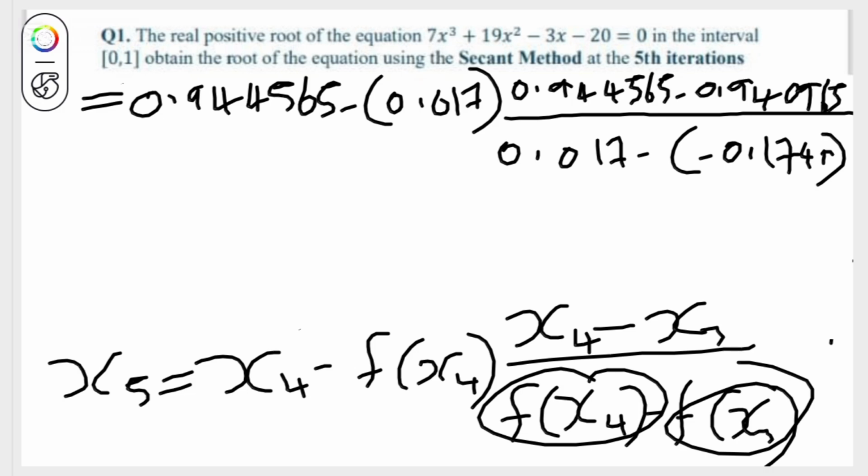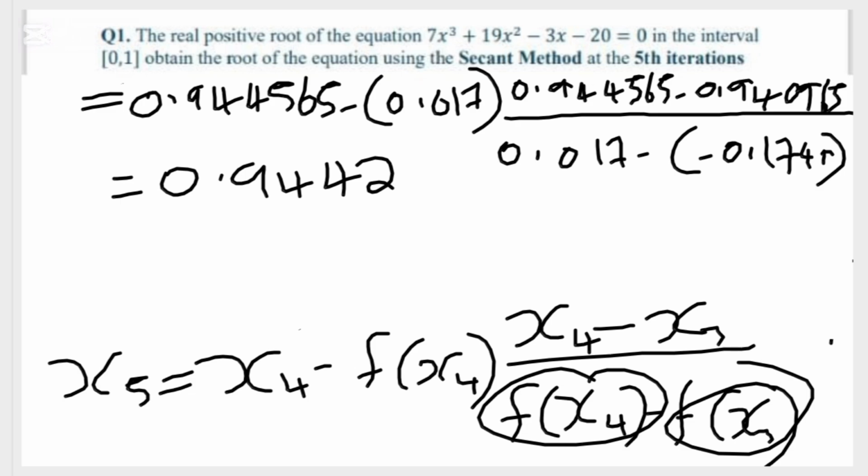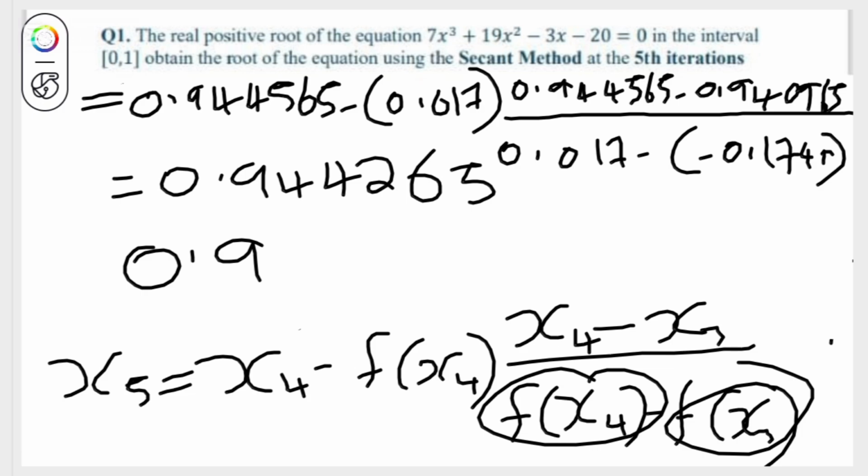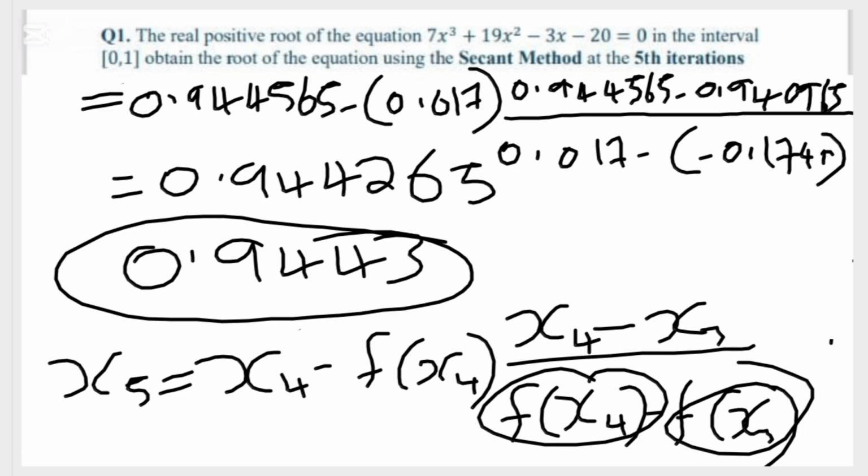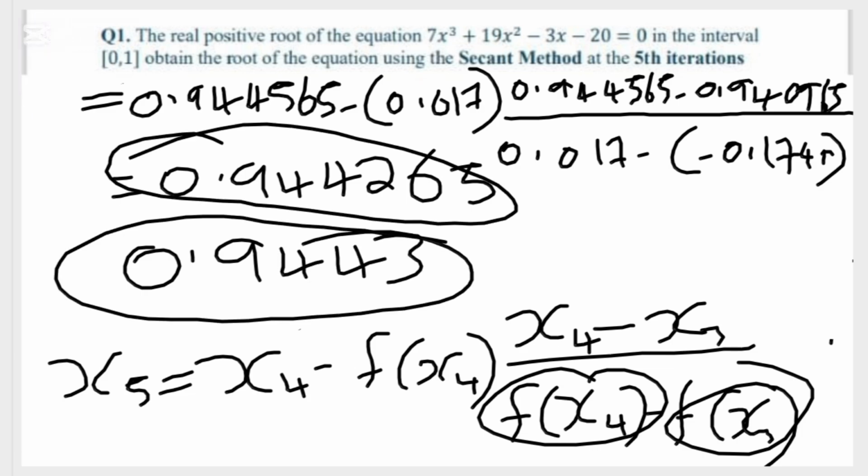So therefore this is the same thing as 0.944265. So as you can see, the real positive root at the fifth iteration is approximately 0.9443. So this is the fifth iteration that we are asked to find.